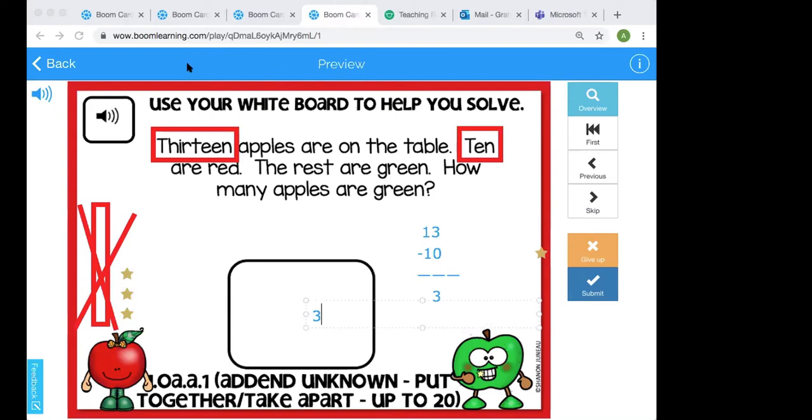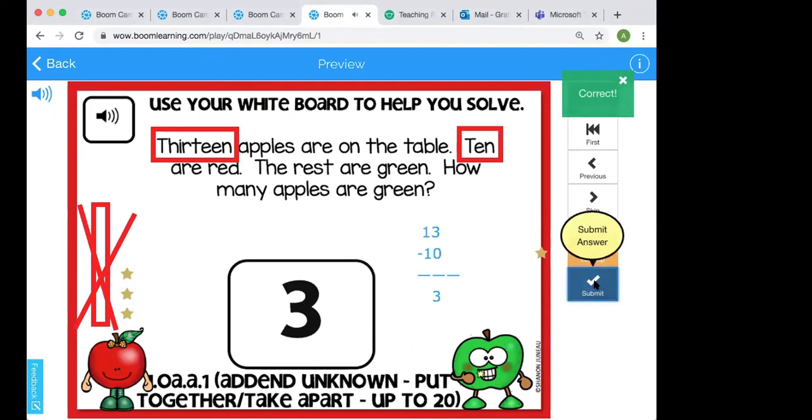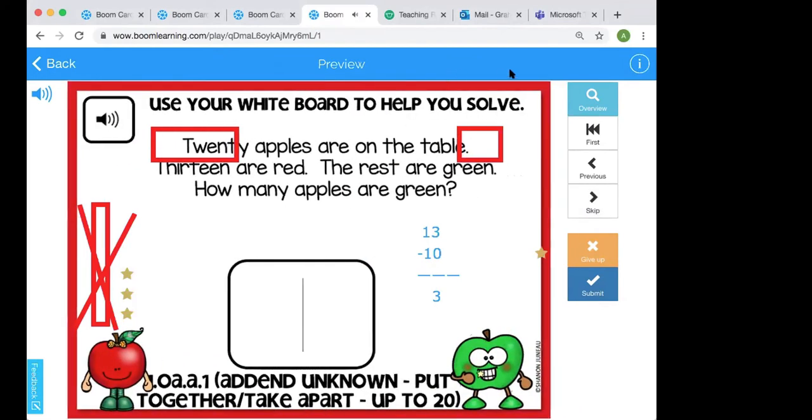Now, let's try this problem the vertical way. We know our two numbers are 13 and 10. So we have 13 minus 10. If you take 13 and you take 10 away, you have 3 left. Very good. Let's do one more. You are correct.